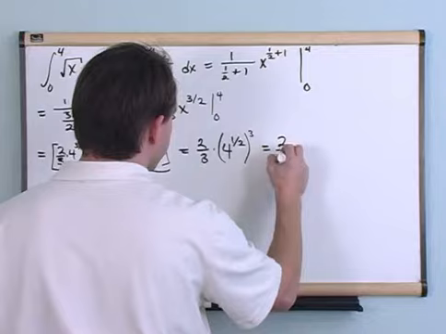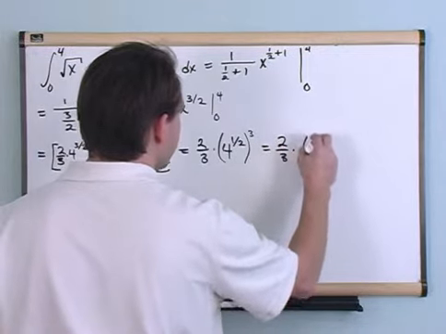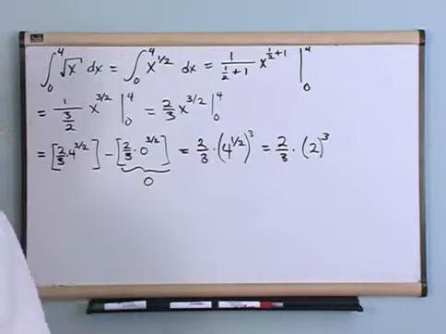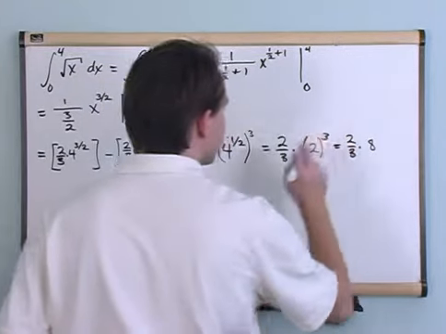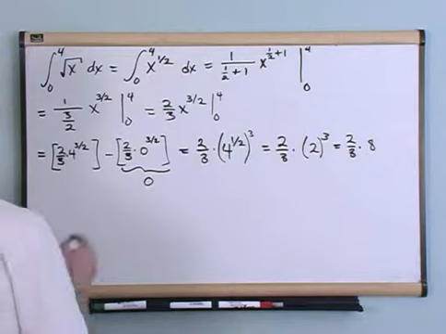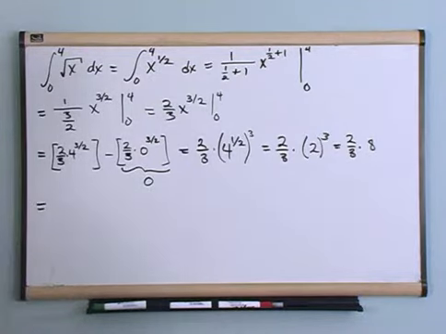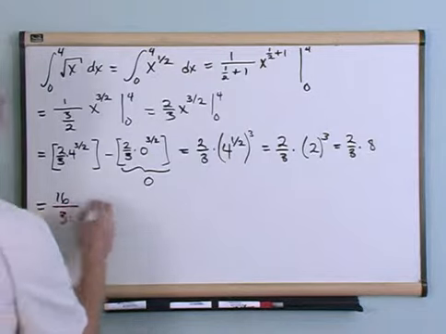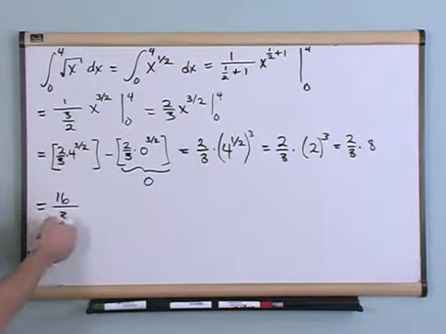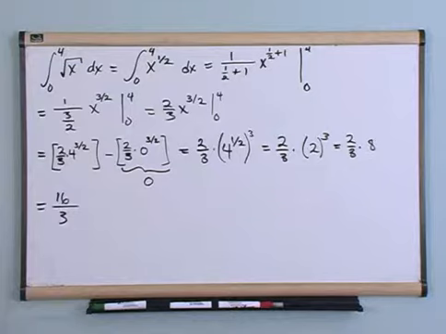This is going to be 2/3 times 2 to the 3rd power, which is 2/3 times 8, because 2 raised to the 3rd power is 8. And so finally what you'll end up with is 16 over 3. 8 times 2 is 16, all divided by 3. So your answer would be 16 over 3.